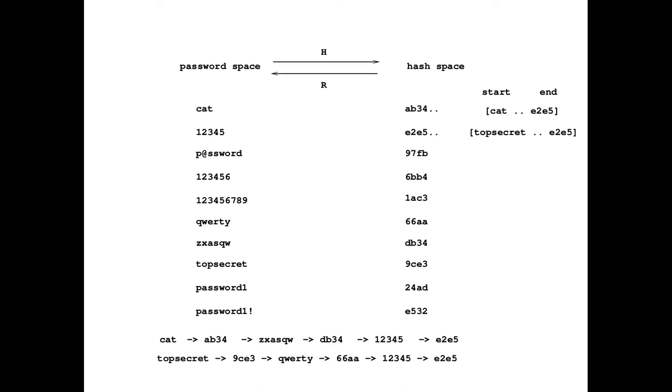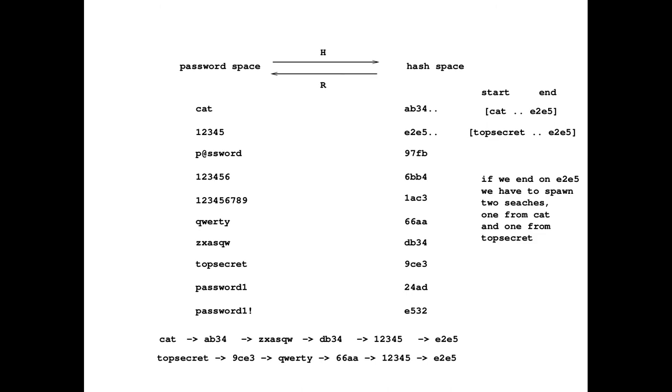And if we have a collision, then we're going to have two values that match on the end, meaning that when we end up with E2E5, when we did that loop earlier, and we go to the start of the chain again, now there are two starts of the chain. We have to do double the work. And the more collisions we have, the more work we do. And the longer the chains are, the higher the likelihood of collisions.